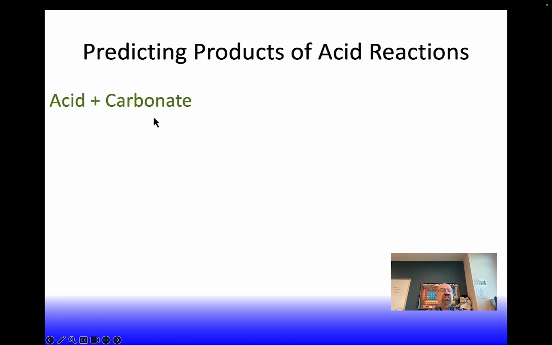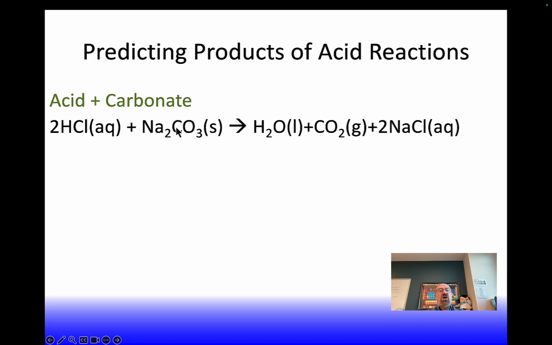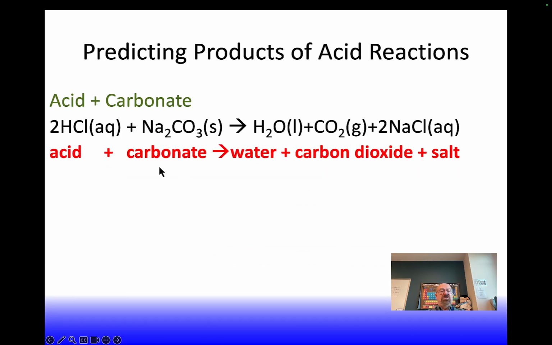Now, last reaction, acid plus carbonate. A carbonate, by definition, is anything with a CO3 group. Baking soda is sodium hydrogen carbonate, anything with a carbonate. If you react it with an acid, you're always going to make water, carbon dioxide, and some sort of a salt. Here, since I picked hydrochloric acid and sodium carbonate, we're making table salt. All right? So acid plus a carbonate makes water, carbon dioxide, and a salt.